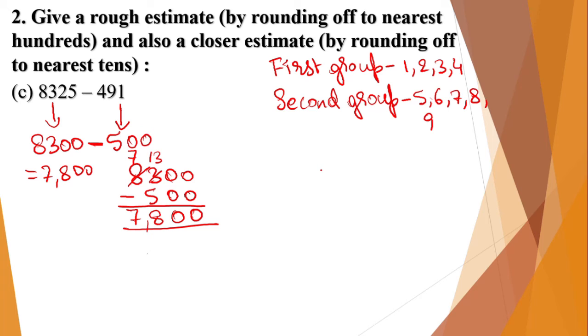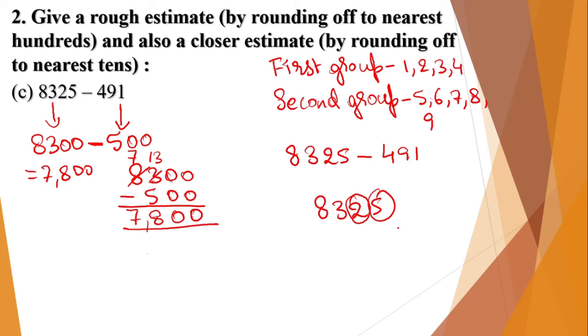Now let's estimate to nearest tens. Now again we will have the same numbers, 8325 minus 491. Now first number which we have is 8325. Now here we should circle 2 because it's in tens place, because now we should estimate to nearest tens, right? So 2 is in the tens place, and we will circle 5 because it's next to 2.